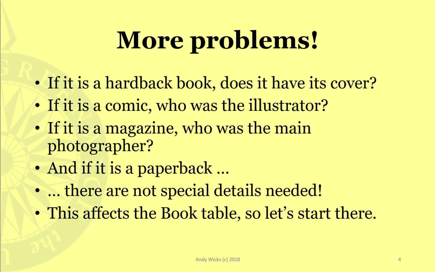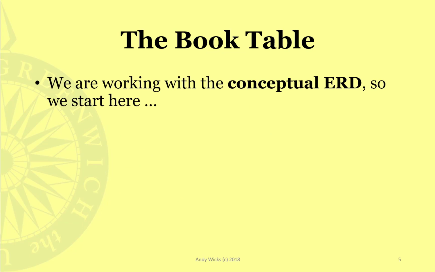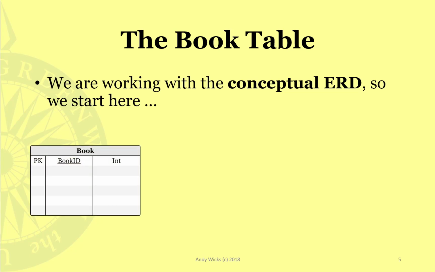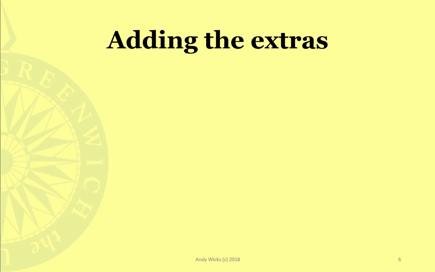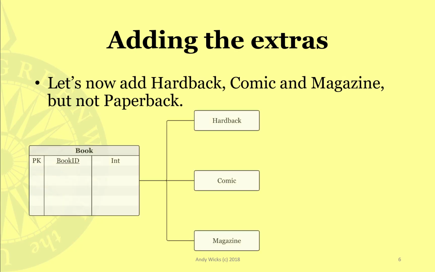So let's start there. The book table we're working with is at the conceptual ERD end of the design process. So this is where we're going to start. Notice that it doesn't have any fields, it's just got a primary key. Now we need to add in the extras. We need to add the hardback, comic and magazine entities, but not the paperback one. So we have hardback, comic and magazine over to the right here.